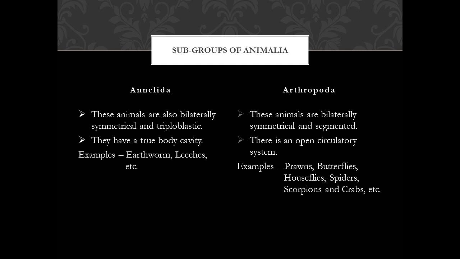Next is Arthropoda. This is probably the largest group of animals. These animals are bilaterally symmetrical and segmented. There is an open circulatory system. Some familiar examples are prawns, butterflies, houseflies, spiders, scorpions, and crabs.